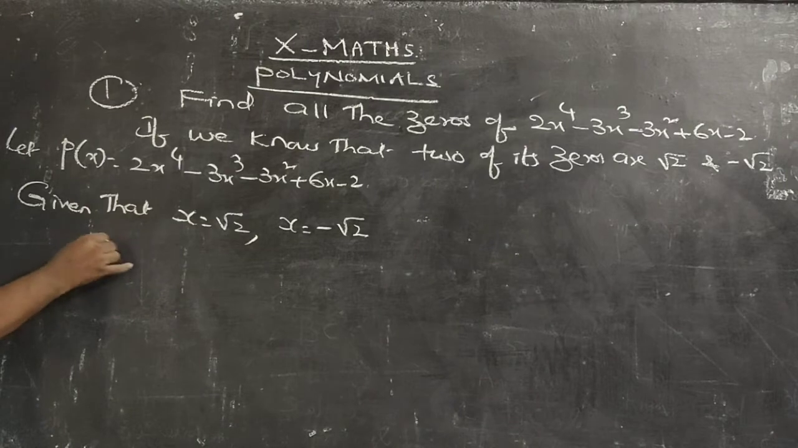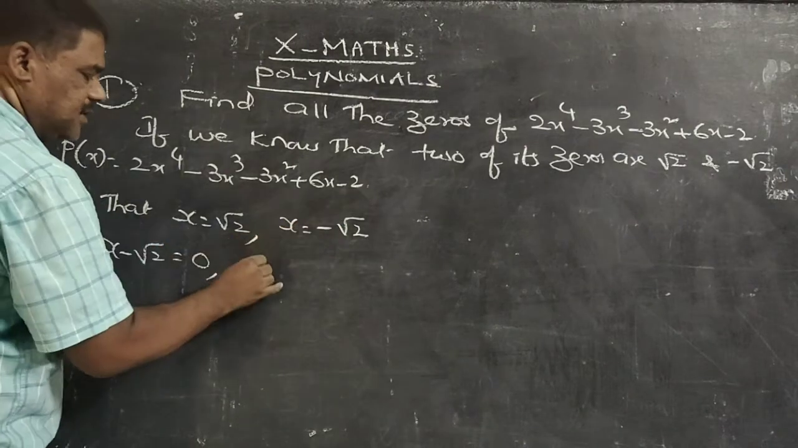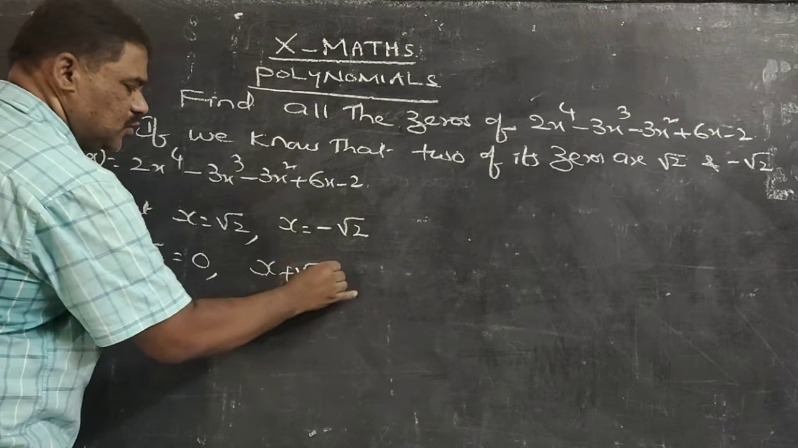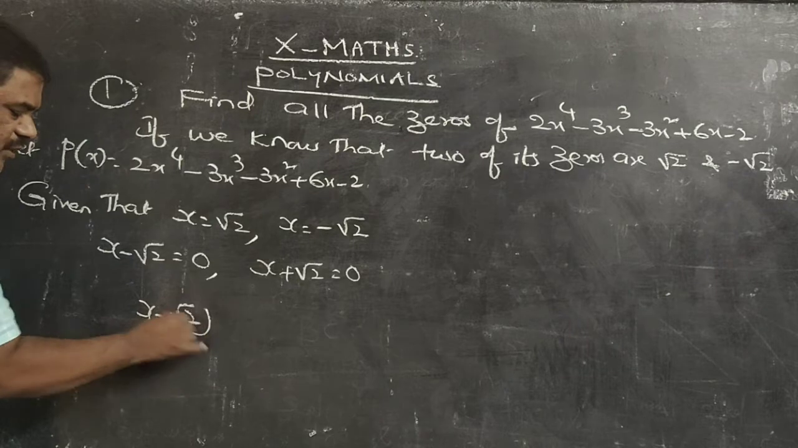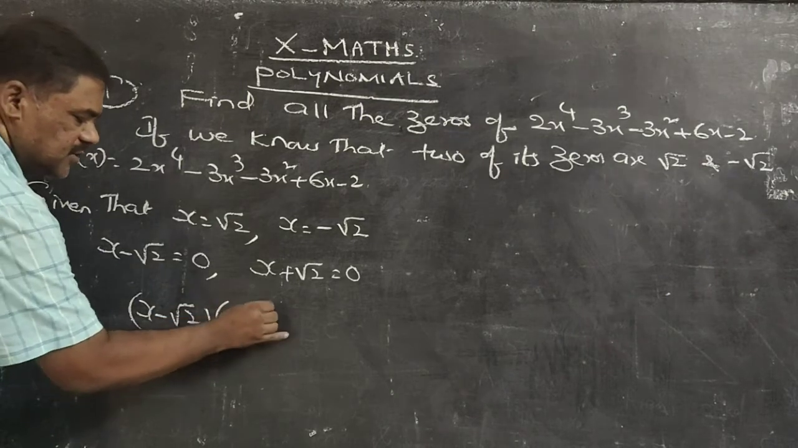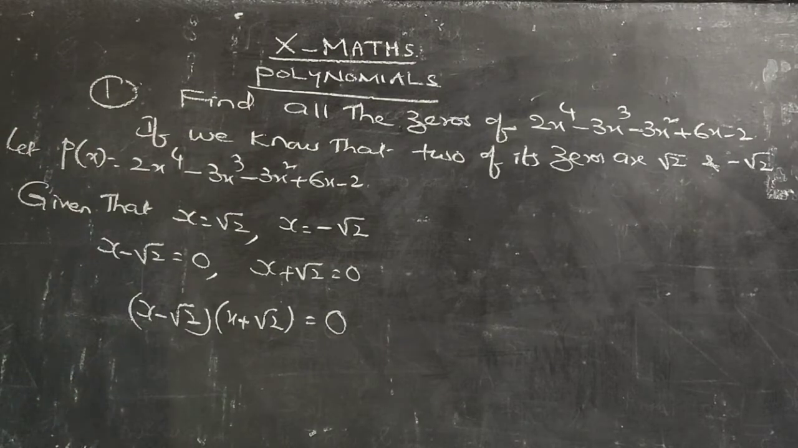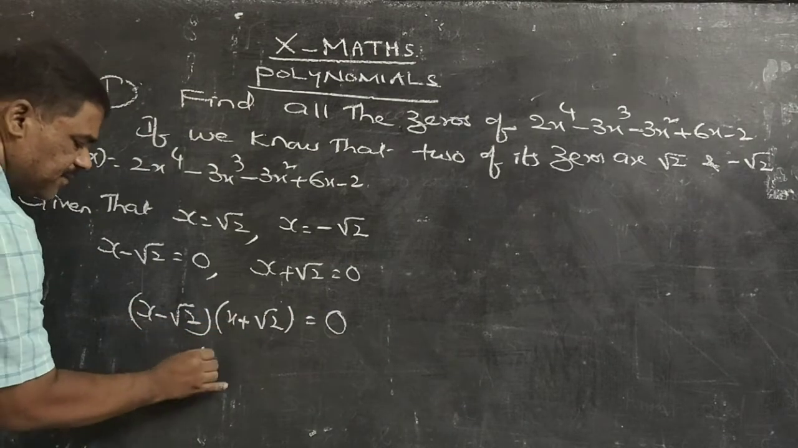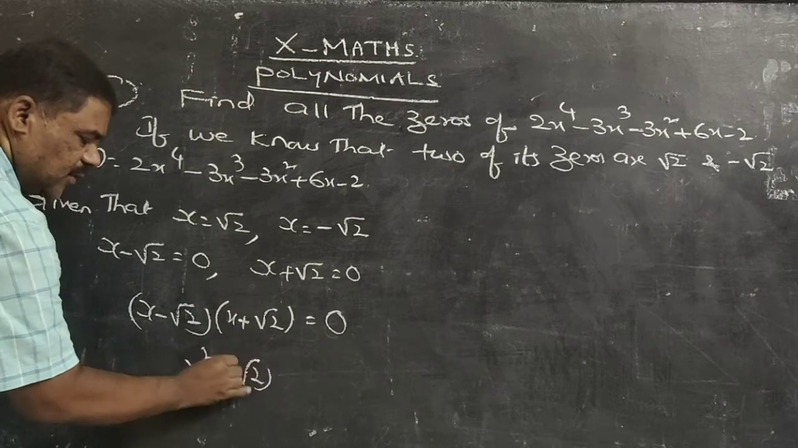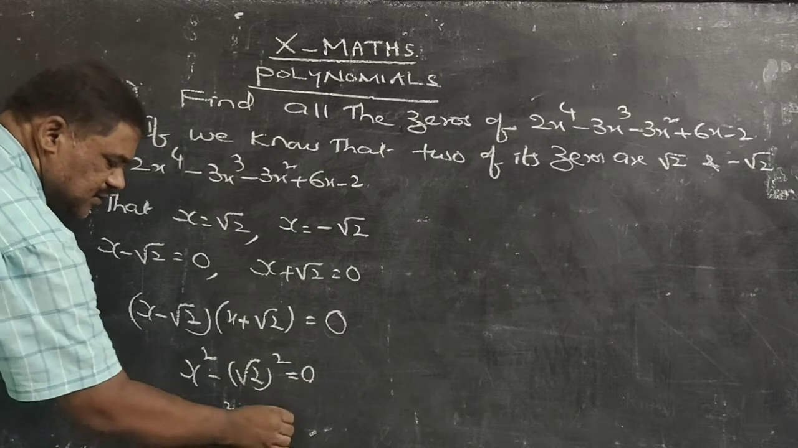Send root 2 this side, x minus root 2 is 0. Send minus root 2 this side, x plus root 2 is 0. x minus root 2 is 0 and x plus root 2 is also 0. If you multiply those two, that is also 0 only. 0 into 0 is 0. A minus b into a plus b is a square minus b square. So therefore we will get x square minus 2.